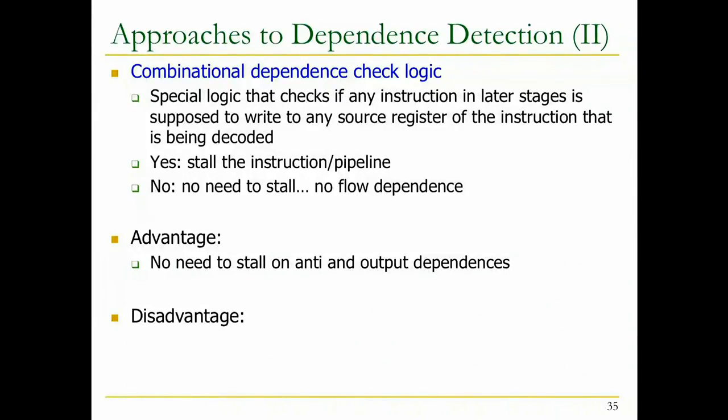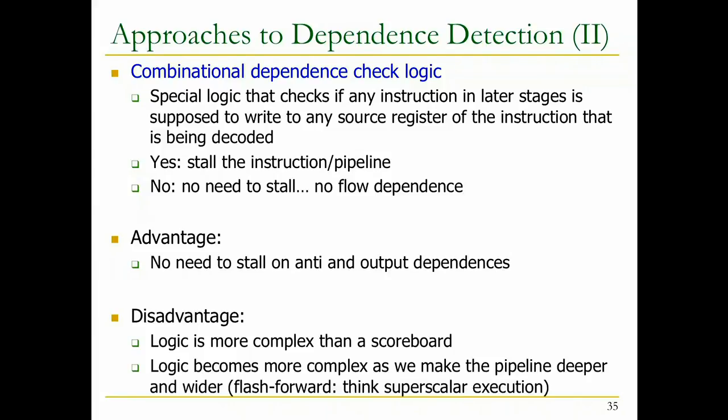So upside is no need to stall on anti and output dependencies, because you just check for flow dependencies. There is no reason to check for anti and output dependencies. Those are easy to handle, as we discussed, right? You write to the destination register at the very end. The disadvantage is logic is more complex, and logic even becomes more complex as you make the pipeline deeper and wider.